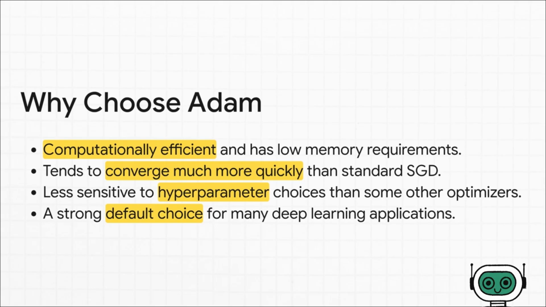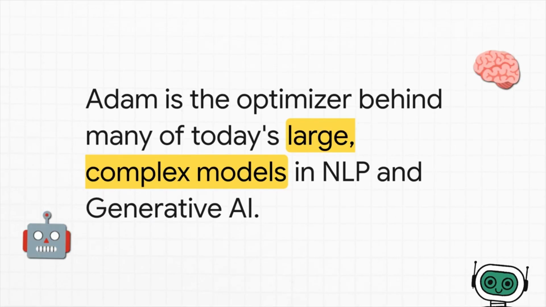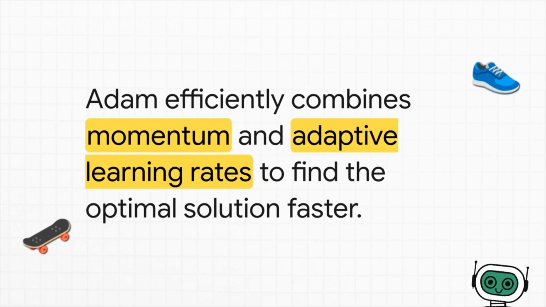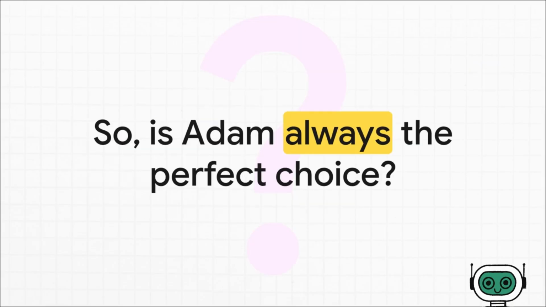It's fast, it's efficient, and it's generally less fussy about the initial settings you give it. That's why it's the go-to optimizer in frameworks like PyTorch and TensorFlow. It just works well most of the time. So next time you hear about a massive new language model or some cutting-edge generative AI system, you can be pretty sure that Adam, or a very similar algorithm, is the engine driving the training process behind the scenes.